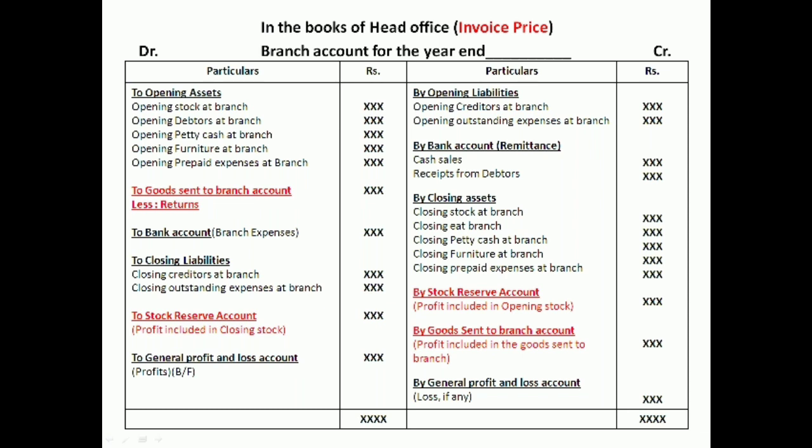So next, we have by goods sent to branch account. So here, whatever the goods which will be sent to the branch, that is on the debit side, you can see goods sent to branch account less returns. After returning the goods, whatever the amount we are going to get, for that amount we need to find out what is the profit added to that. For that we are going to find out by using the percentage which will be given in the illustration. So after recording these 3 entries, we are going to find out the total, and if you are getting the balance on debit side, it will be considered as profit. If you are getting balance on credit side, it will be considered as loss. That will be recorded in the name of general profit and loss account.